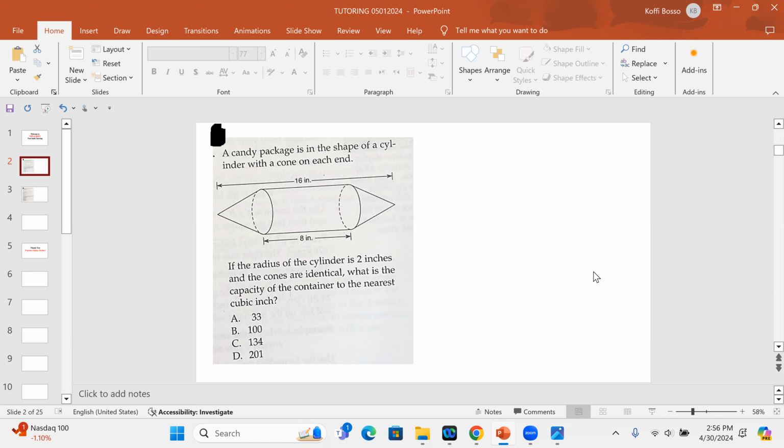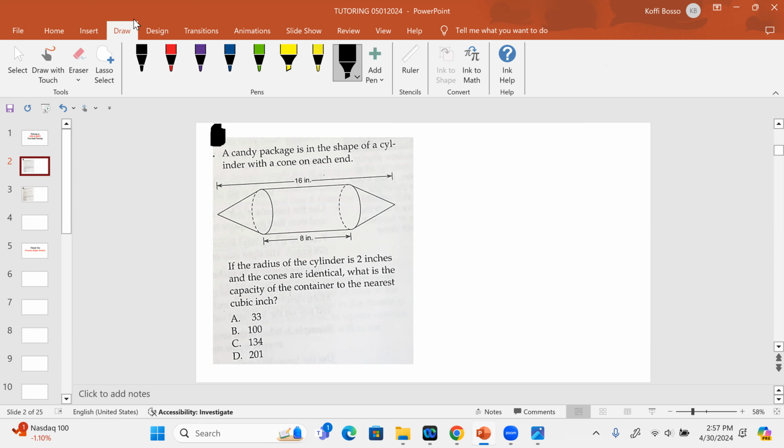Perfect. Okay, so in this problem, anytime you have to solve a math problem, you have to understand the keywords. What keyword do you see in this problem that is very important to highlight or underline, which will guide us to solve the problem? Yes, it says the radius of the cylinder is 2 inches. Okay, that's good. So that radius we can call it R. So R is 2 inches.